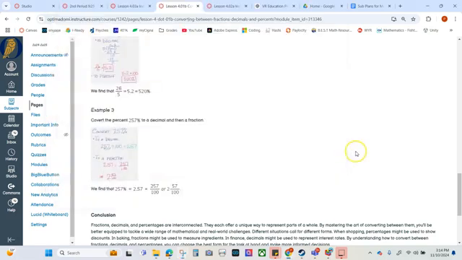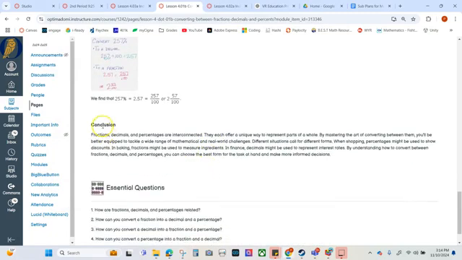So, in conclusion, fractions, decimals, percentages are interconnected. They each offer a unique way to represent parts of a whole. By mastering the art of converting between them, you'll be way better equipped to tackle a wide range of mathematical and real-world challenges. Different situations call for different forms. Like when shopping, percentages might show discounts. Baking, you got fractions to measure ingredients. Finance, use decimals for interest rates.